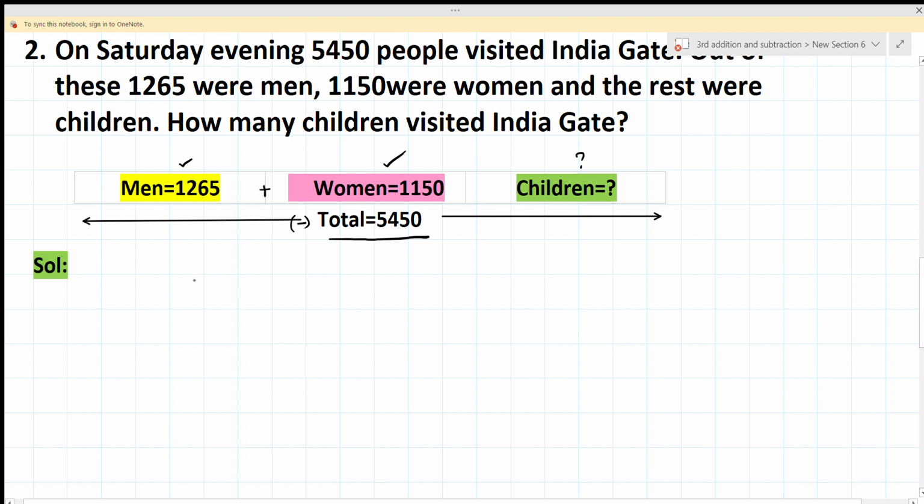Now we'll do step 1. We are going to find out the number of men and women. Yes, the first step is number of men. How many men visited?